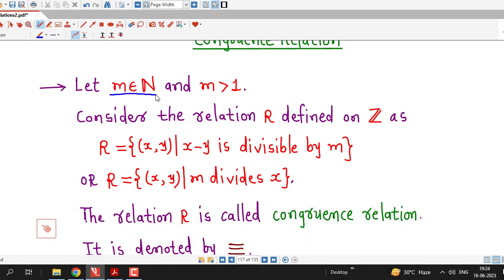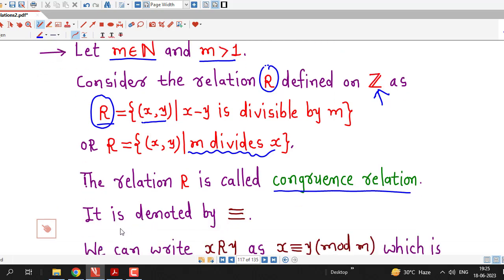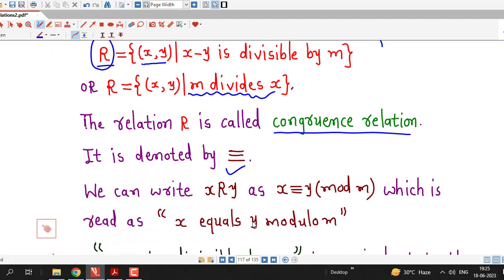Suppose m is a positive integer and m is greater than 1. Consider the relation R on the set of integers Z defined as R equal to the ordered pairs (x, y), where x minus y is divisible by m, or equivalently m divides x minus y. Then this relation R is a congruence relation. R is called a congruence relation. This is the notation for congruence relation, and we can write x related to y as x is congruent to y modulo m.